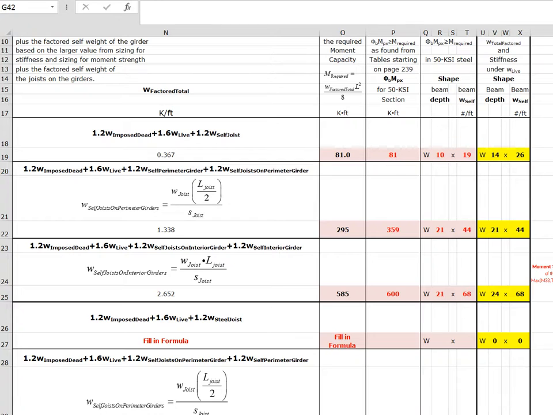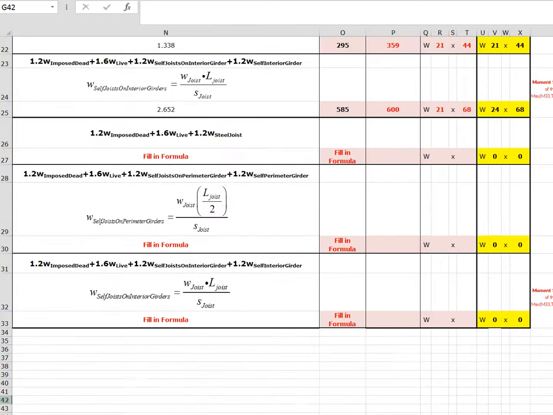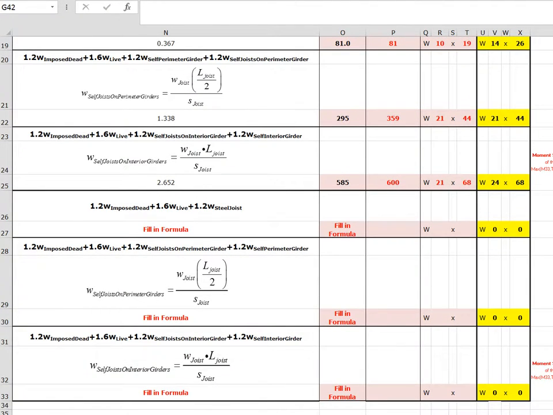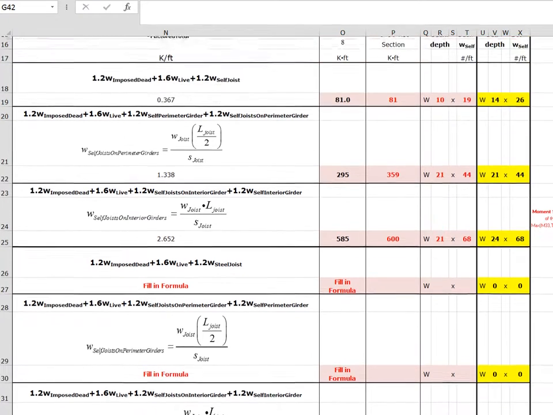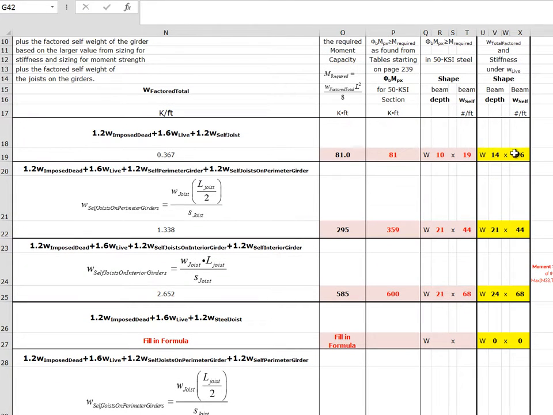So that ends this assignment. You're going to be given this spreadsheet. You're going to fill in the formulas. And you're going to hold on to a copy of that because it's a template for working other problems in the future. But you're also going to be given some questions on looking at patterns. And one of the patterns I already pointed out was these lightly loaded roof joists are governed by stiffness. The heavily loaded floor girders are governed by moment strength.